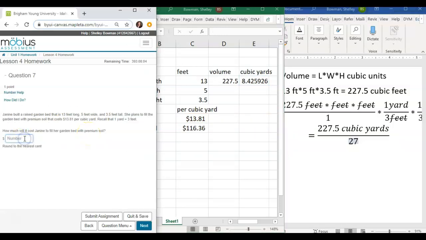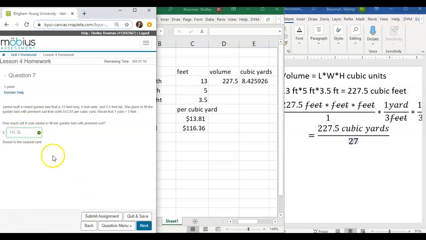$116.36. Okay, 116.36. Sorry, had to take a pause there quick, and we can verify how did I do, look for that green check, and move to the next one.